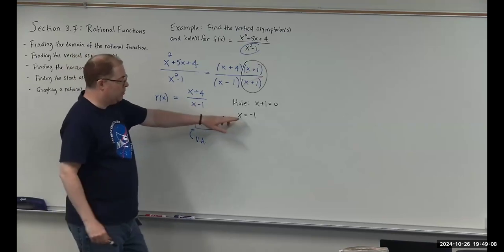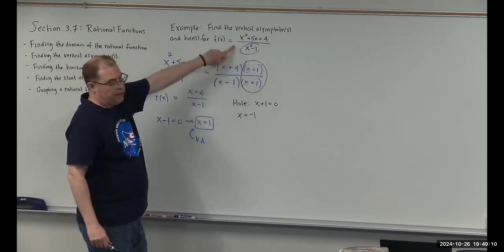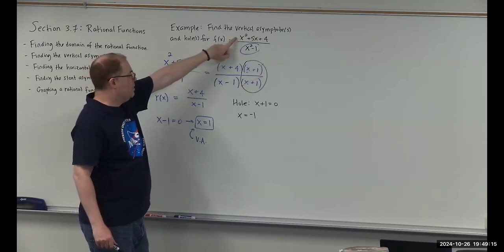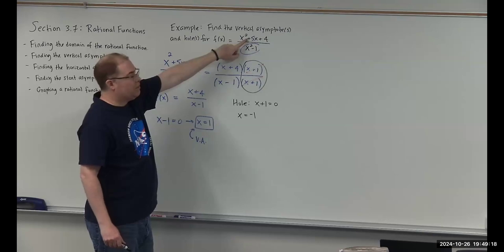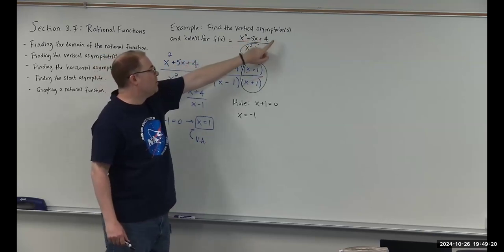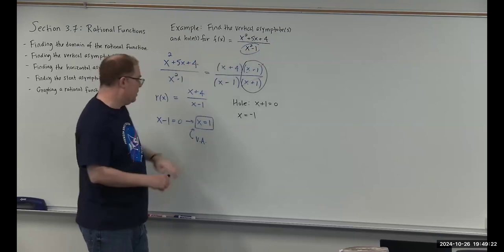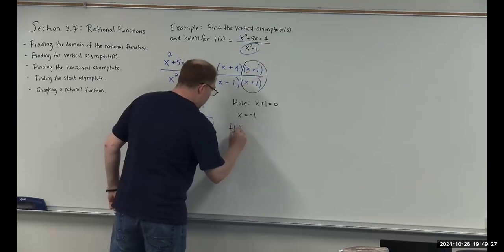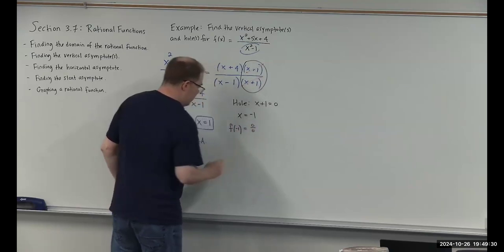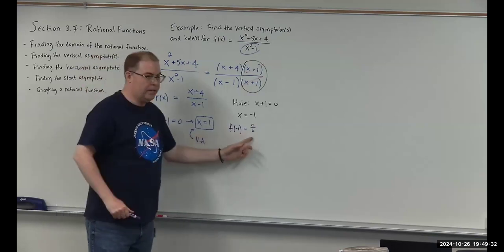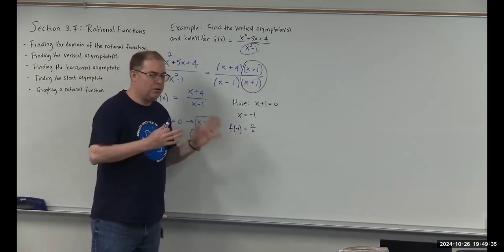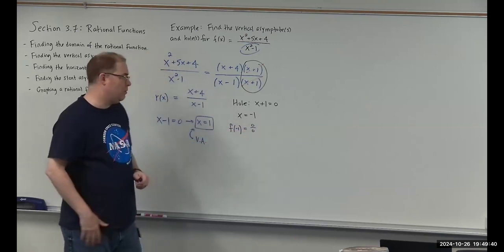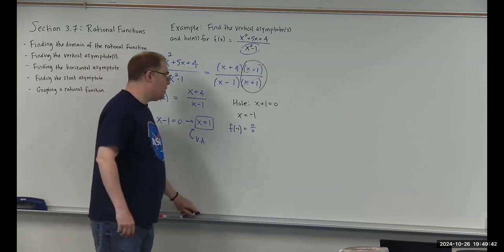In fact, if you substitute negative 1 into here, you're going to get 1 minus 5, which is negative 4, and negative 4 plus 4 is 0. And if you plug negative 1 into the bottom, you're going to get 0. So f of negative 1 is 0 over 0. In math, we call this an indeterminate value, and you'll discuss these more when you get into Calculus 1.